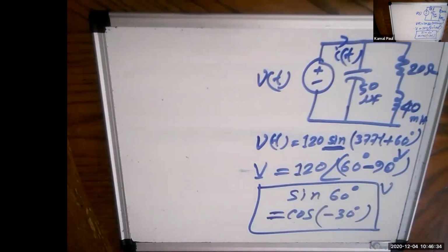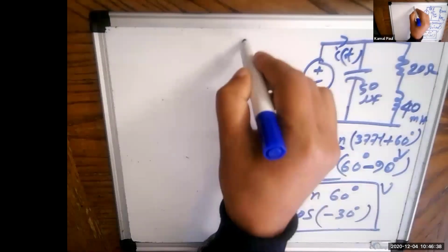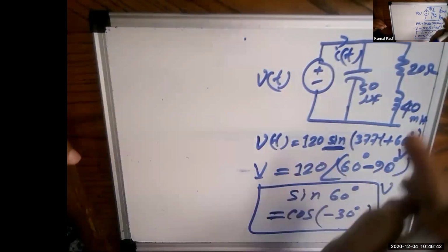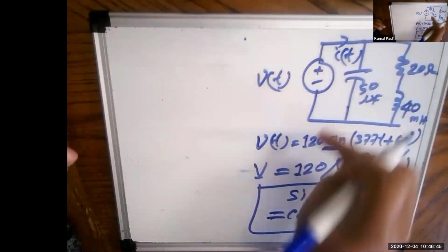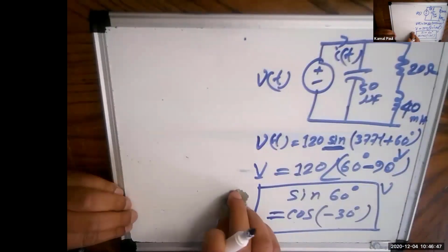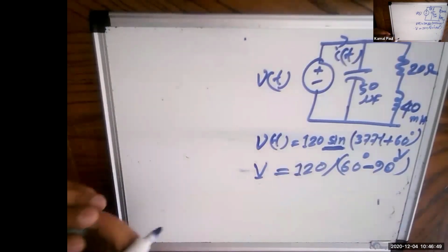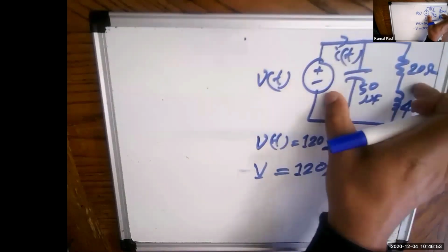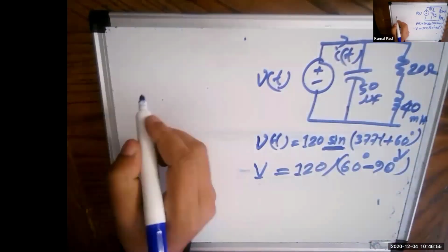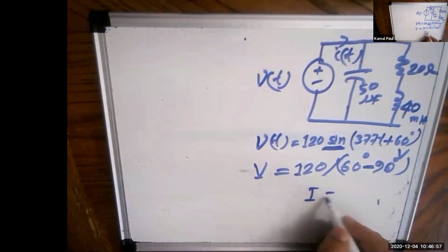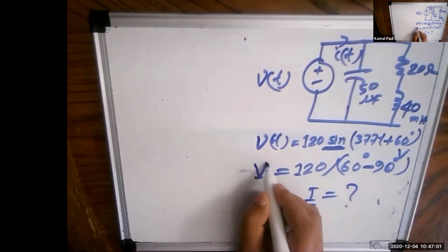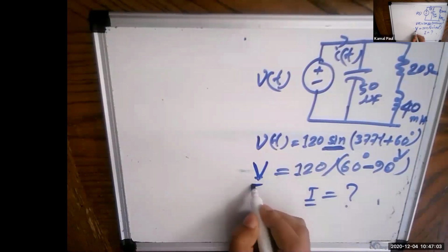Let's solve this one. It is already given, and we have already converted this into polar form. I'm not writing it down anymore. Now, how will you find this IT? At first, find I equals to what? You have already converted this V into vector form, right?